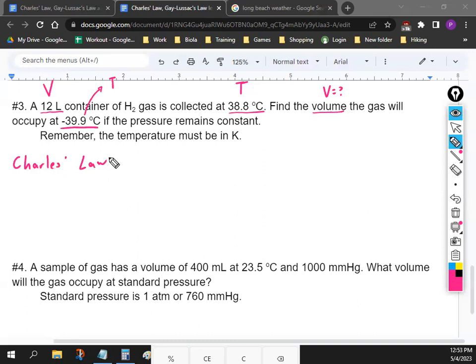Okay, so that's the first thing you want to do. Figure out which law you want to use. You just look at the numbers and look for if it's PV, VT, PT, whatever combination. So we're going to be using this equation right here. V1 over T1 equals V2 over T2. Does that part make sense? Just identifying the variables.